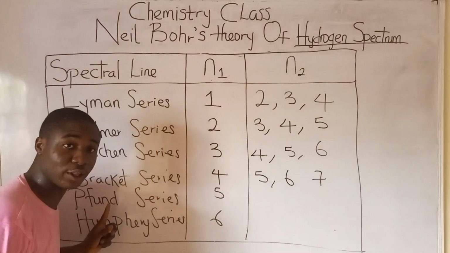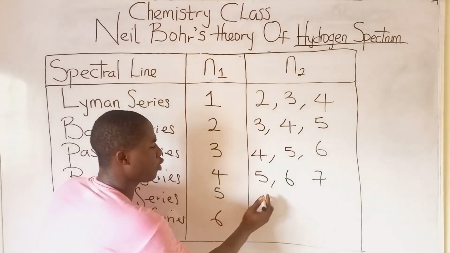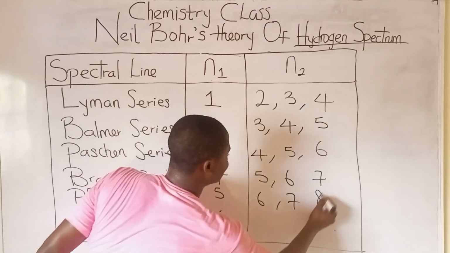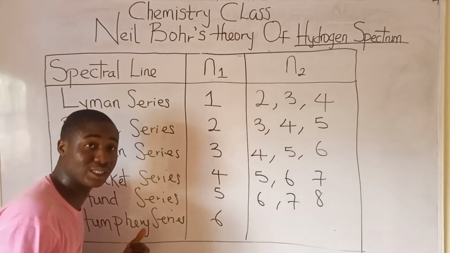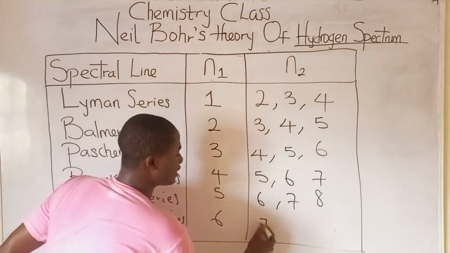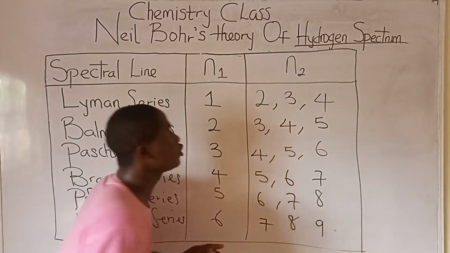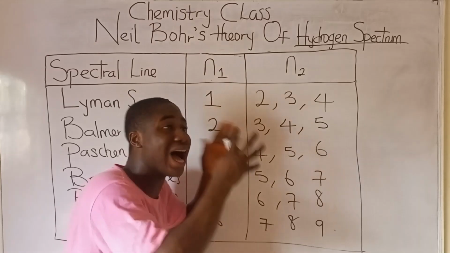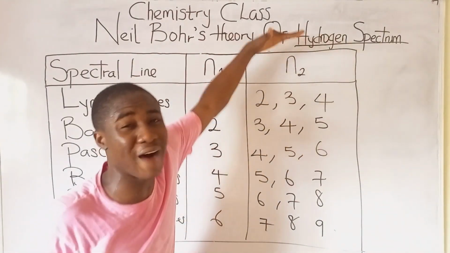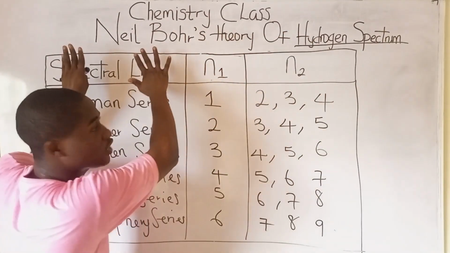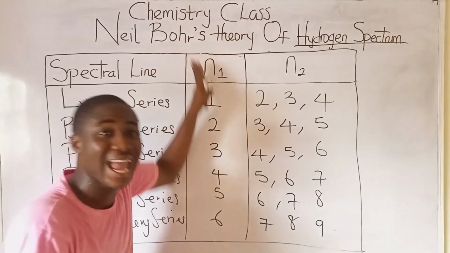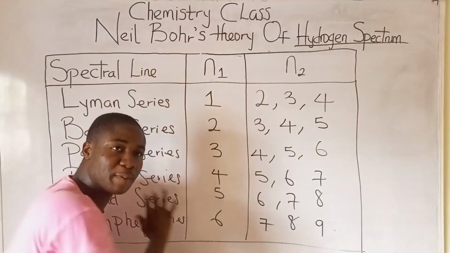Here is the Pfund series. So it's number 5. Here becomes 6, 7, and 8. Well, here, which is the Humphreys series, which is the 6 series, it becomes 7, 8, and 9. So you can see all these are the N2 values for the spectral lines, whereby these are the N1 values for the spectral line.